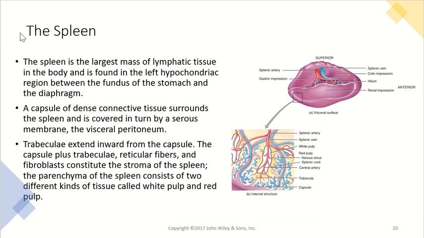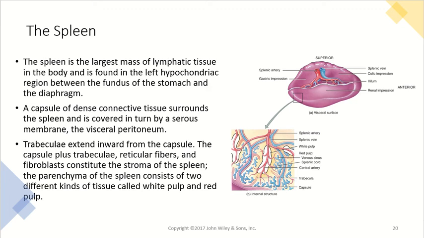So next up we have the spleen. This is going to be the largest mass of lymphatic tissue found in the body, and it is located in the left hypochondriac region between the fundus of the stomach and the diaphragm. A capsule of dense connective tissue is going to surround the spleen, and it's going to be covered in turn by serous membrane, also called the visceral peritoneum.